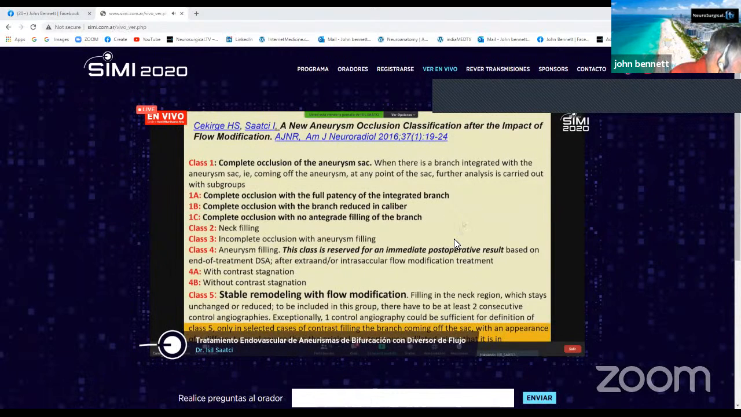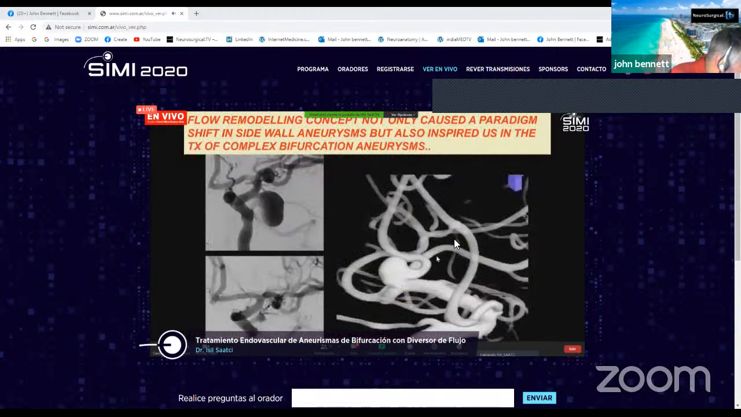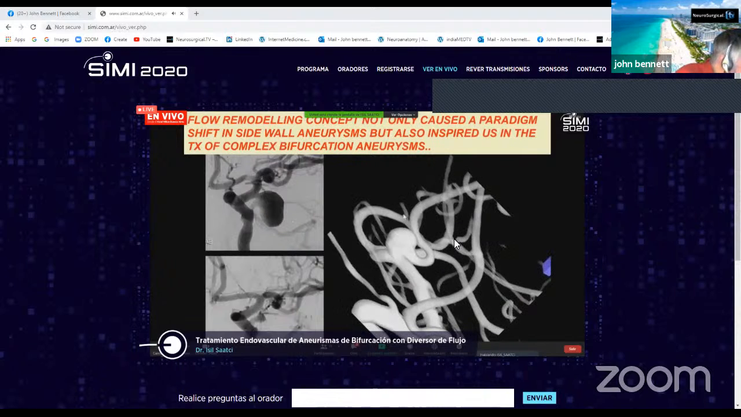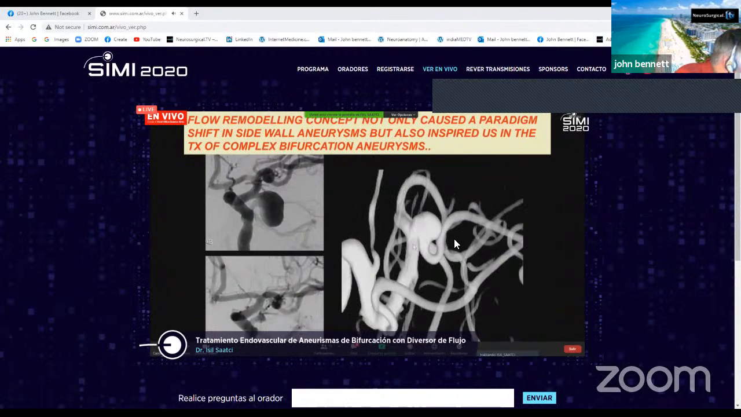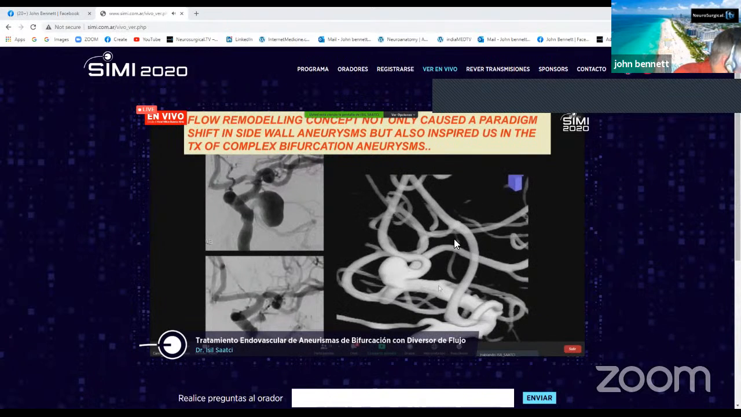Flow remodeling concept not only caused a paradigm shift in the sidewall aneurysms, but also inspired us in the treatment of complex bifurcation aneurysms. This is a typical example that we show, which very much resembles the PCOM aneurysm that I showed. When you change the direction of the image, you can easily see that the MCA bifurcation aneurysm is very much like the sidewall aneurysm with an integrated branch. So why not put a flow diverter at the neck?